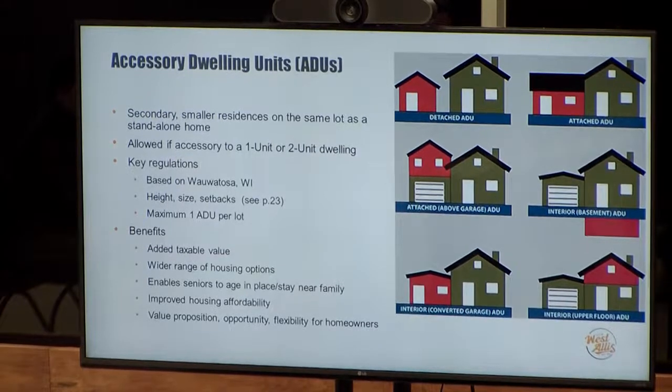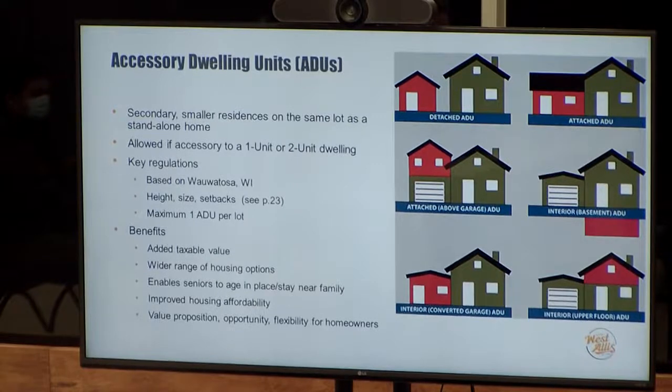Wauwatosa has this allowance within their zoning code, and our proposed ordinance really is more or less mimicking what Wauwatosa has. In Wauwatosa, they do have some design criteria as part of their accessory dwelling units, where the accessory dwelling unit needs to match the primary residence in terms of the roof pitch, the siding or trim. If it's a brick veneer, something like that would need to tie in with the primary residence. Not a bad idea, and it's something to consider, but I just wanted to put that out there.